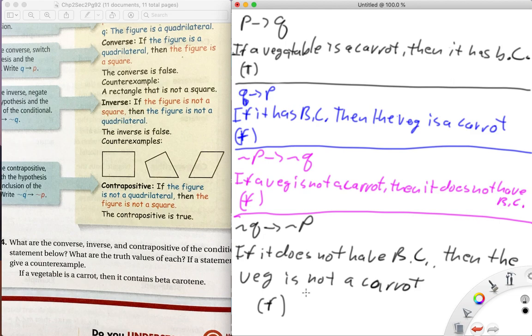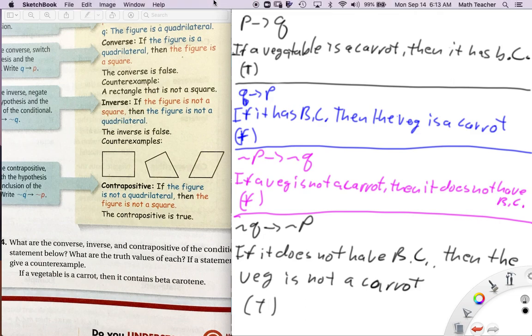So the conditional statement, if P then Q, and the contrapositive, if not Q then not P, they're both true. I'm sorry, why did I write false? They're both true. Therefore, they're equivalent statements. The converse, if Q then P, and the inverse, if not P then not Q, are both false. Therefore, they are also equivalent statements. So that's our section, Section 2.1 and 2.2. Hope you have a great rest of your day.